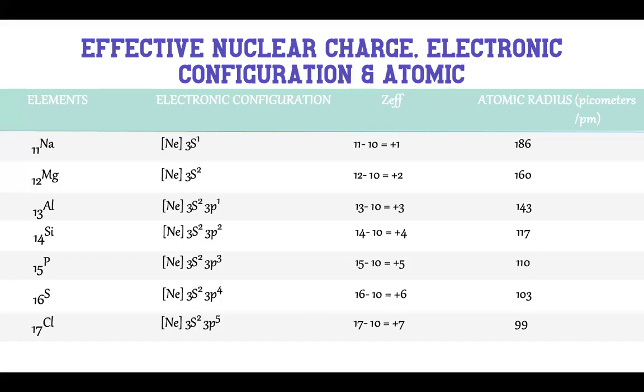Effective nuclear charge, electronic configuration, and atomic radius as per the table. So here we have 11 sodium atom. The electronic configuration is 3s1 and the Z effective is +1. And the atomic radius for sodium is 186.